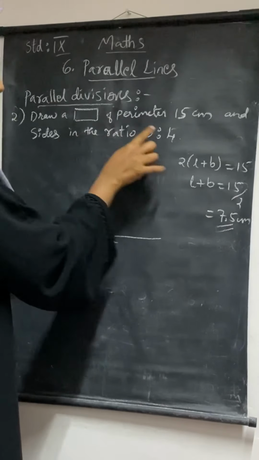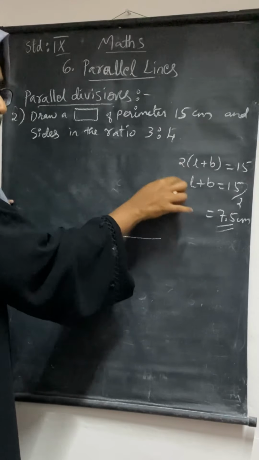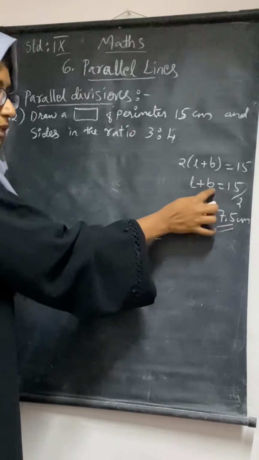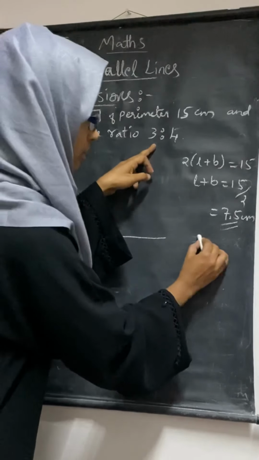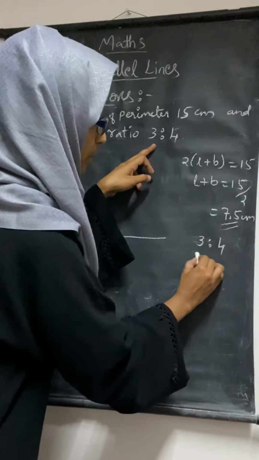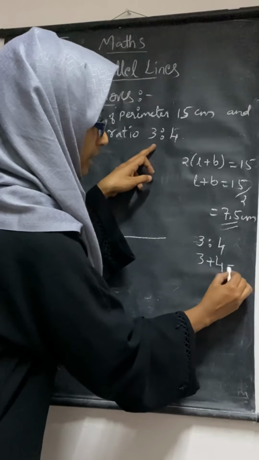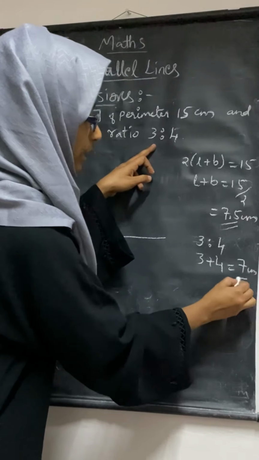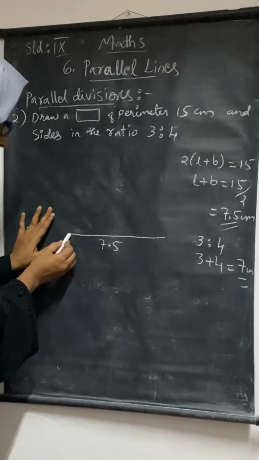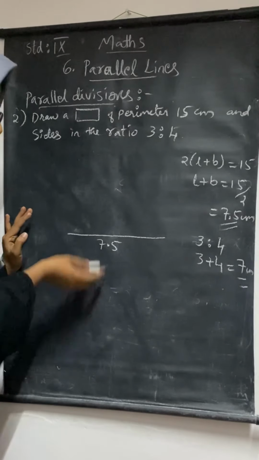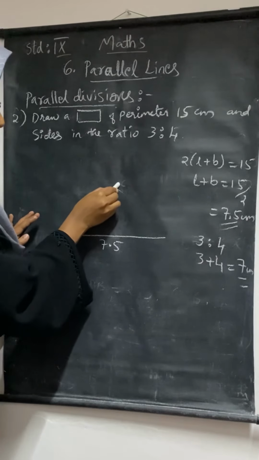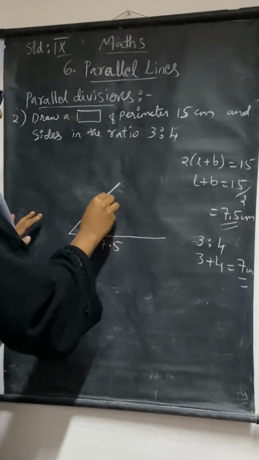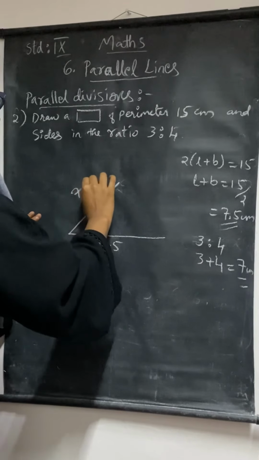In a rectangle, always divide the perimeter by 2 and see what length plus breadth you are getting, 7.5. After that, what is the ratio? 3:4. You have to take it as 3 plus 4, that is 7. Use a scale and take 7 centimeter, up or down, whatever. So I am taking 7 centimeter here. Use a scale and you will get 7 centimeter.